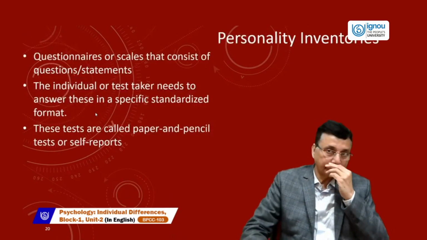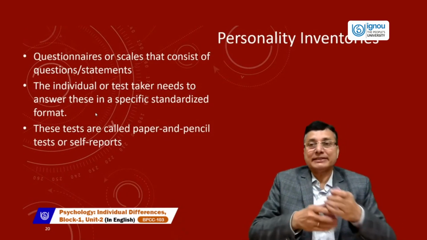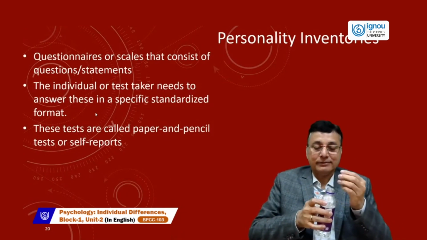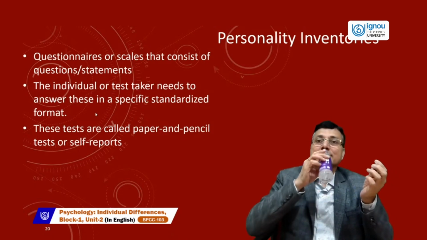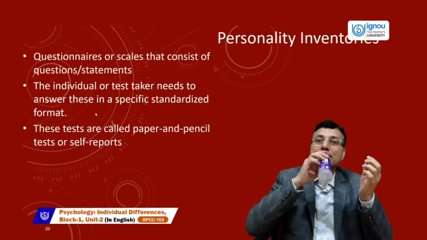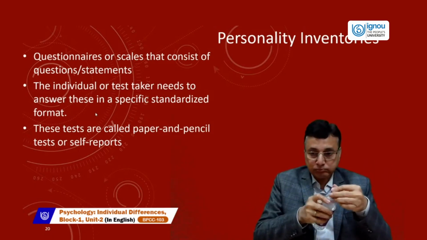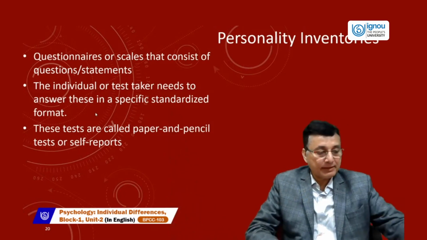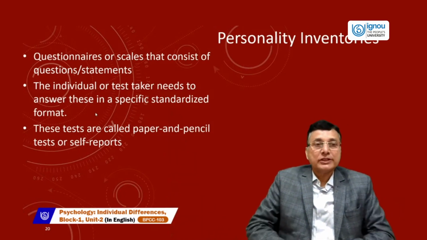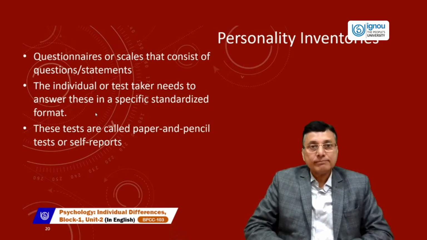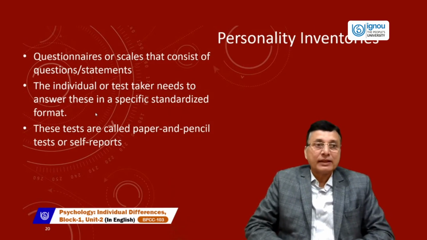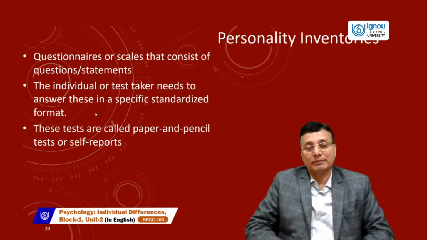Then there are personality inventories, which are called objective personality assessment or direct personality assessment. Questionnaires or scales that consist of questions or statements are called questionnaires. The individual or test taker needs to answer these in a specific standardized format, and these tests are called paper and pencil tests or self reports.